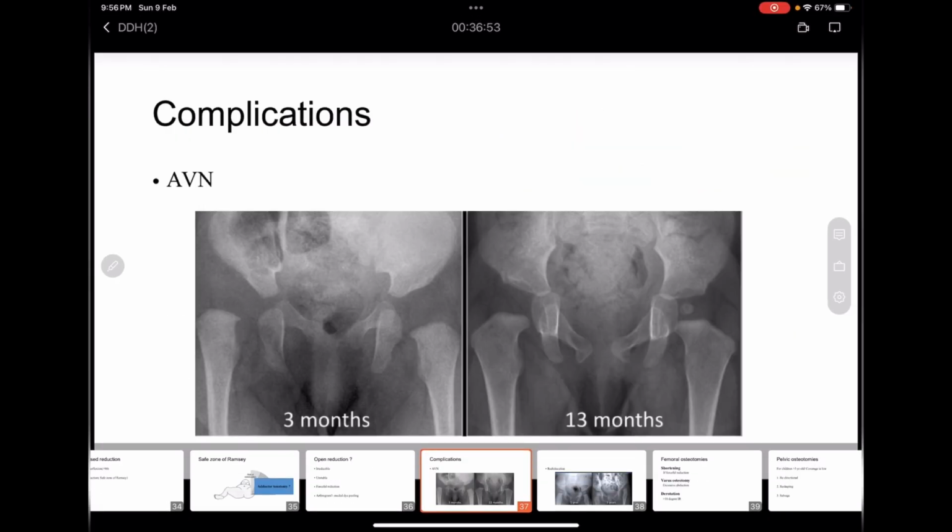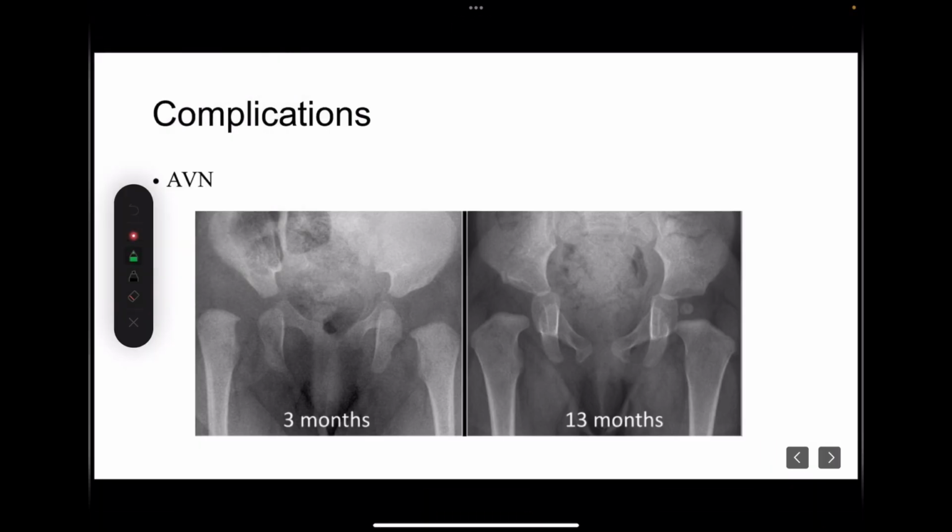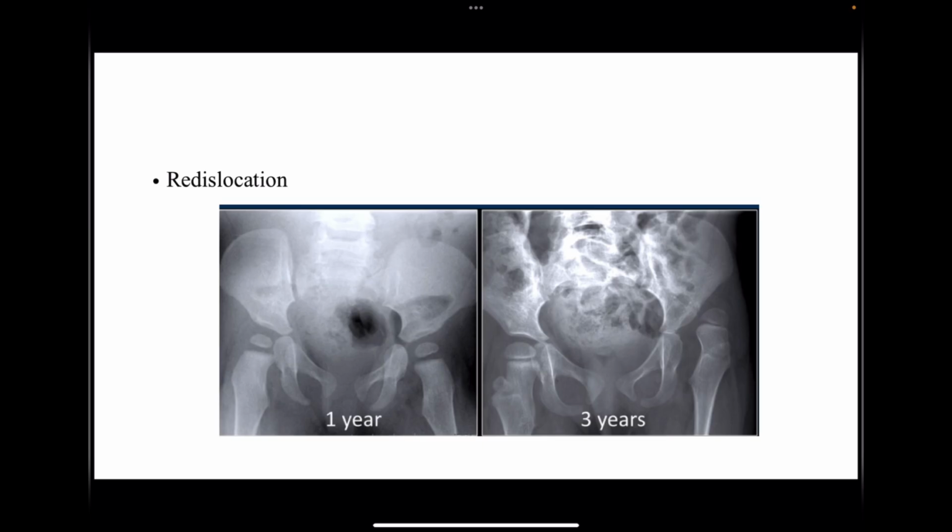Complications in DDH are: one is AVN. In the first radiograph you can see that at 3 months of age the right sided hip was dislocated, and definitely they might have reduced it, but at 1 year of age the ossification center for the right hip has not developed, maybe because of AVN. This might have been because of forceful reduction of the hip.